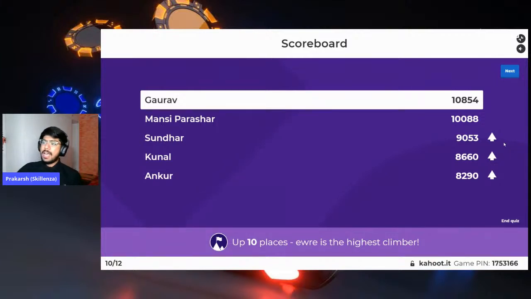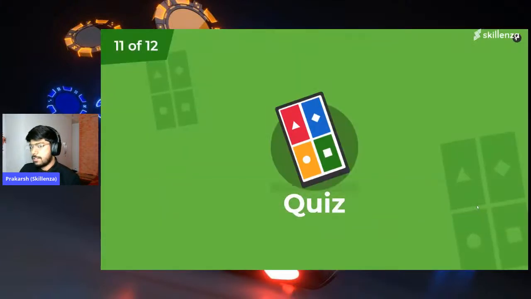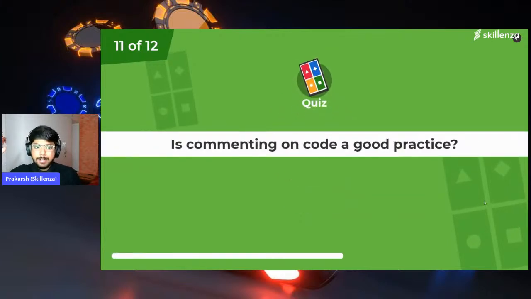Oh, we have Gaurav, Mansi Parashar, Sundar, Kunal, Ankur. Hey, this sounds like a very guys type leaderboard. Let's have more girls. It's women empowerment. Come on, guys. Come on. Pass it up. You're going to win these two questions, because these two questions are fun.